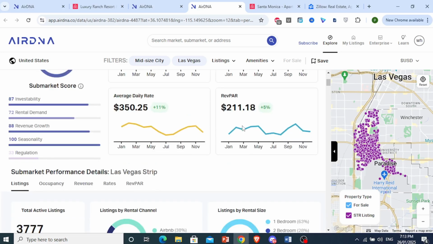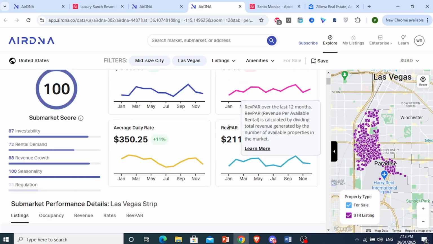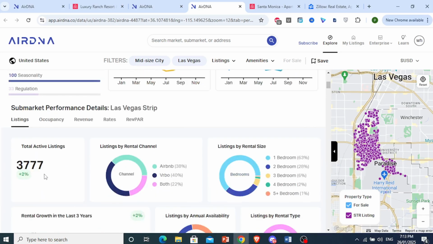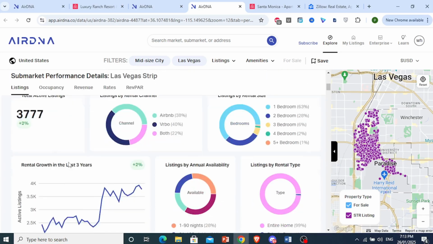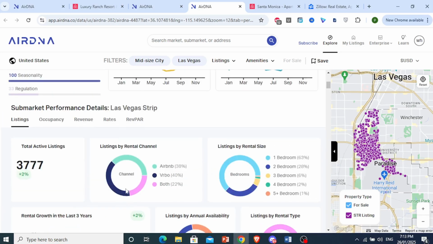And this is the RevPAR. Basically, it is the revenue generated per available rental. So basically, you divide the total revenue that is generated by the number of available properties in the market. Okay. It's really that easy and simple. Then you go ahead and look at these charts.